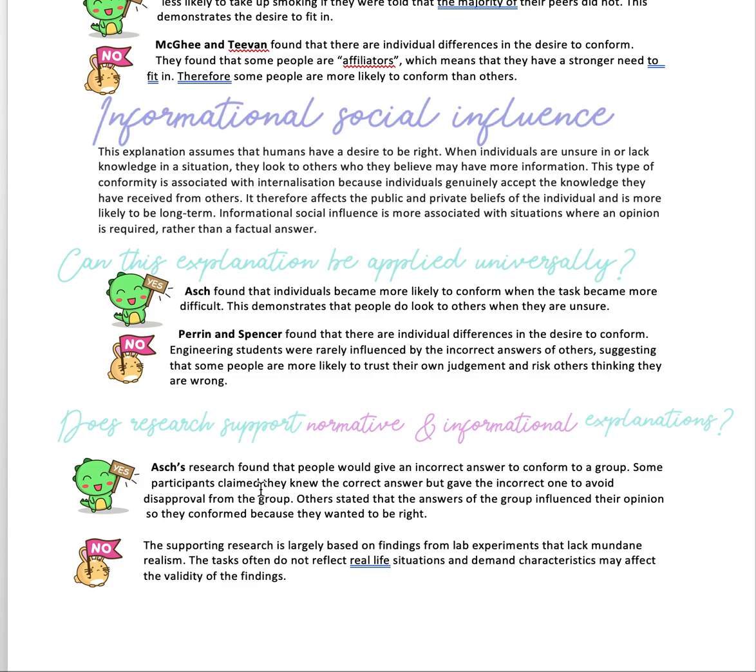So here you can say that the participants explained that they conformed due to, and then either to be correct or to fit in. And then if you've made that evaluation point, you can criticise it by saying that those explanations only explain why they conformed in the lab setting on a task that lacked mundane realism, because you're rarely asked to measure line lengths in a group setting. So those explanations don't necessarily transfer to real life situations where people are asked to conform.